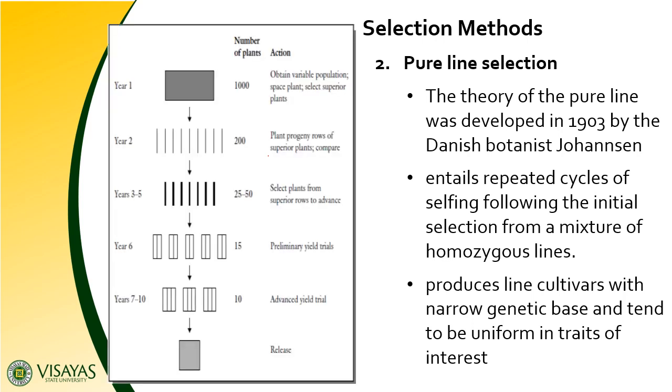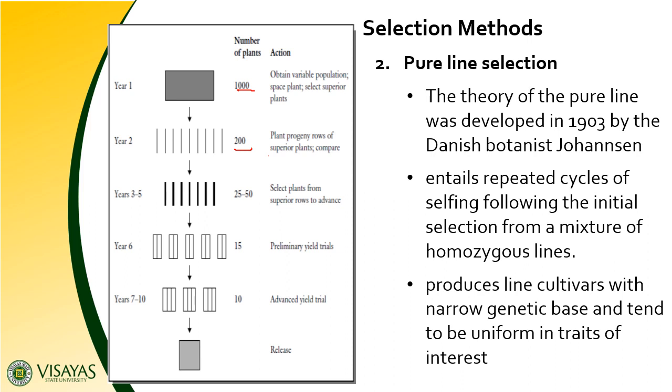Okay, so here you have a layout or outline of pure line selection. In the first year, you have 1,000 seeds, and you plant them. In the following year, you select only 200 plants from this and plant them in progeny rows of superior plants. Then you compare each superior plant, and you select only a few superior plants from the superior rows.